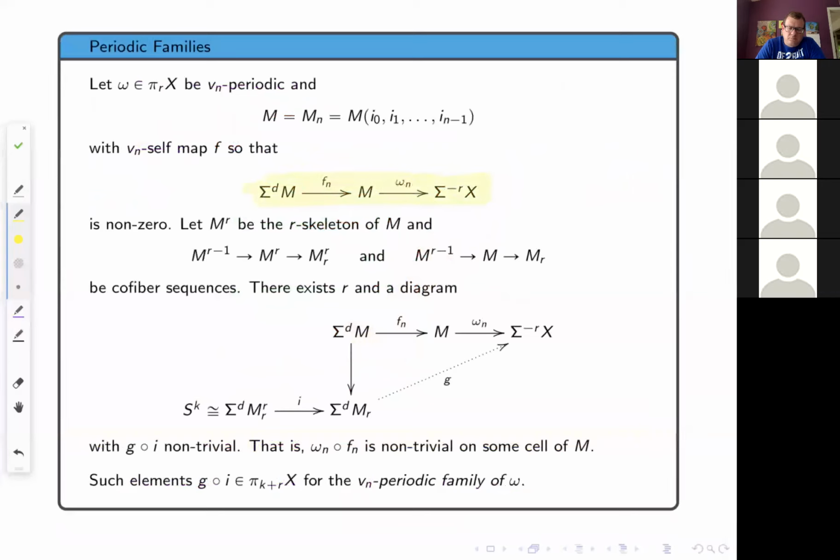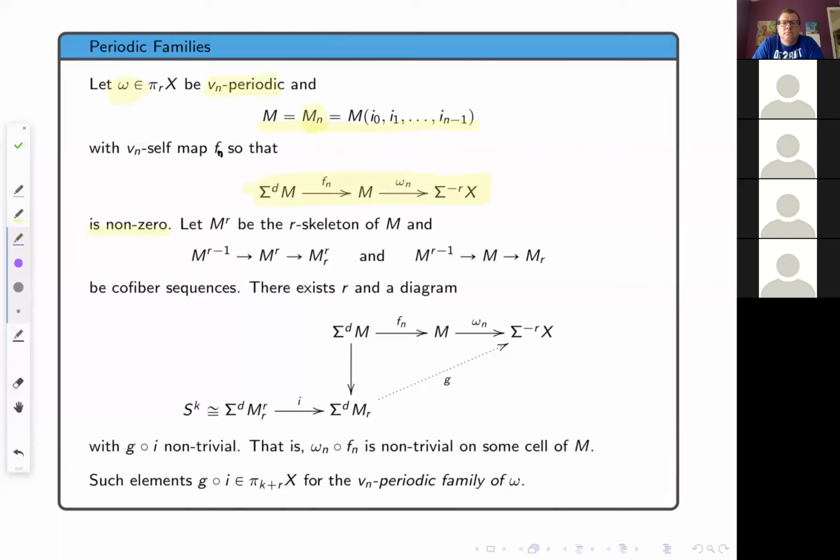All right. So again, I've got my omega, and I assume that it's Vn periodic. So I went all the way to n, and in the slide, just to avoid multiple indices, I'm just going to call n, mn. So we get to that n stage, and we have a Vn self-map Fn. So we have that for any Vn self-map, this composite here is non-trivial. That's what it means to be periodic.